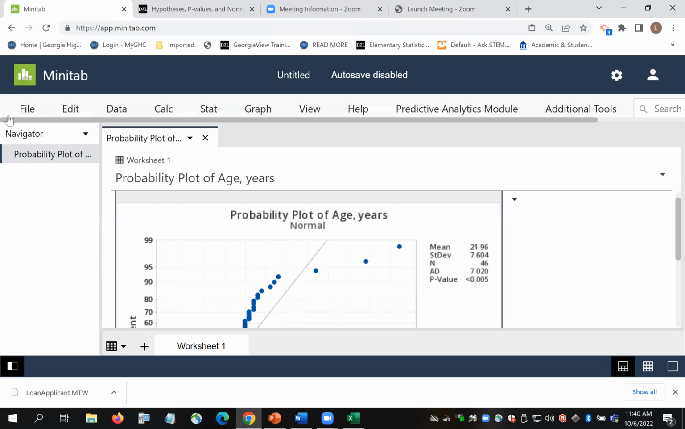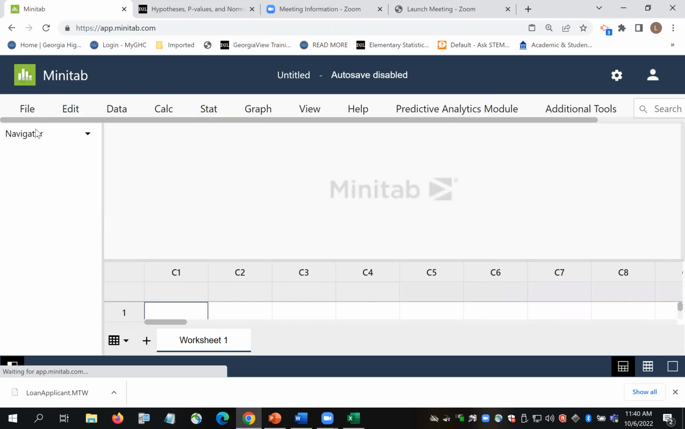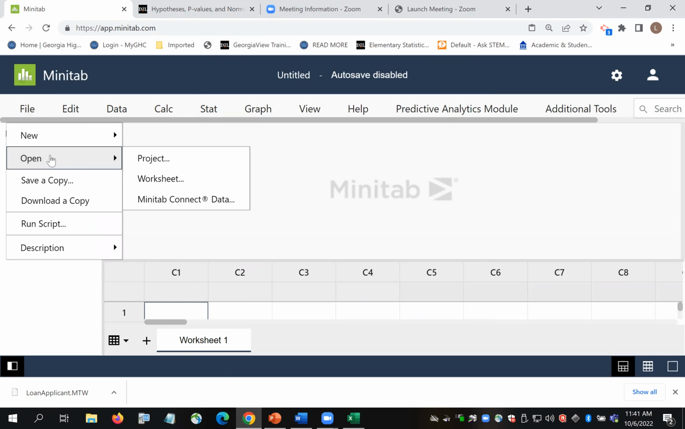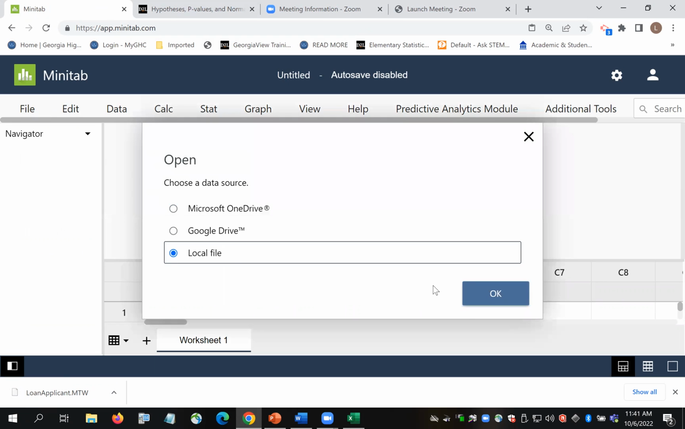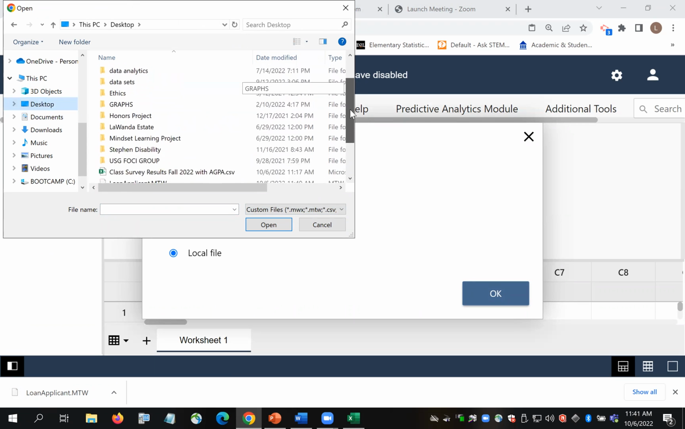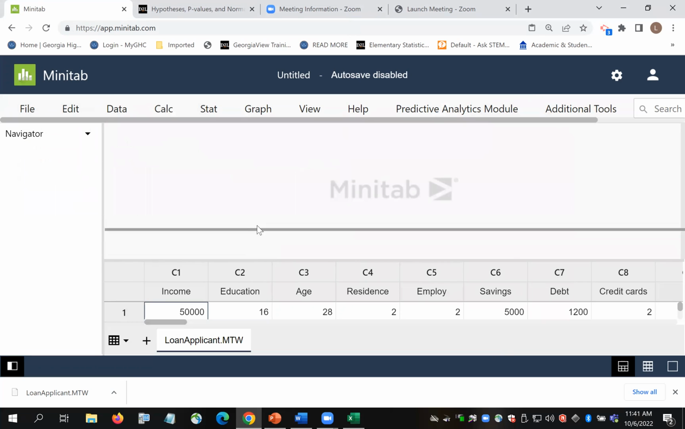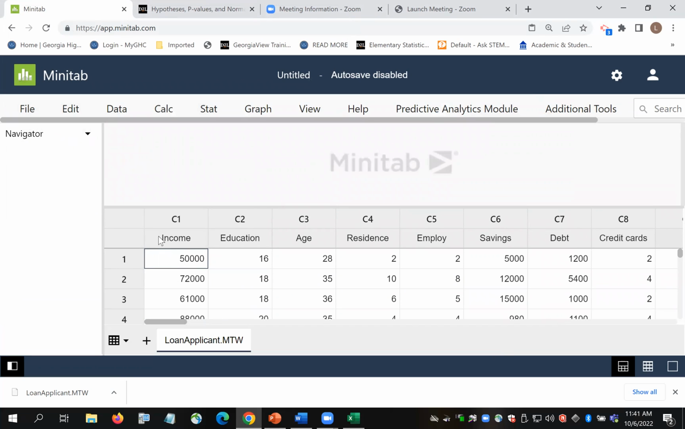I then go to Minitab, and I'm going to get me a new sheet. Then I have to upload or open that worksheet. MTW, W stands for worksheet, from my local file that I have saved on my desktop. It's loan applicant. And I click OK. And so again, I have the raw data. Looks like I've got information about income, education, age, residence, employment, savings, debt, credit cards, and so forth.